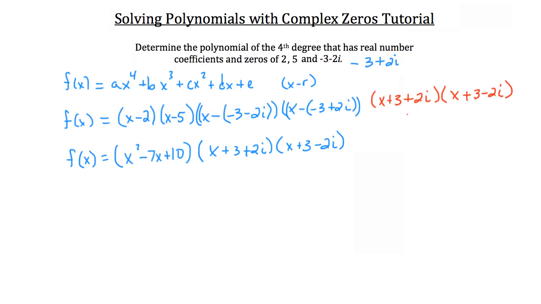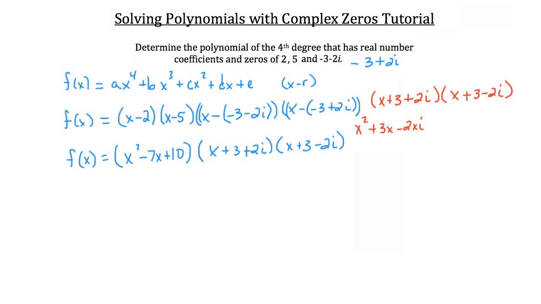So, in order to do this, I'm going to multiply our first term in the left parenthesis set through each term in the right parenthesis set. So x times x is x squared, x times 3 is positive 3x, and x times a negative 2i is a negative 2xi.